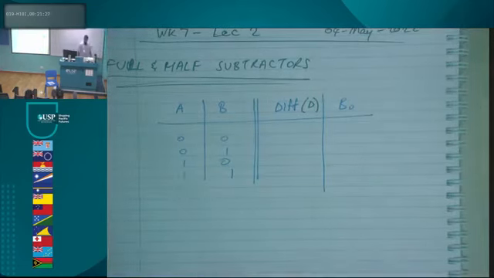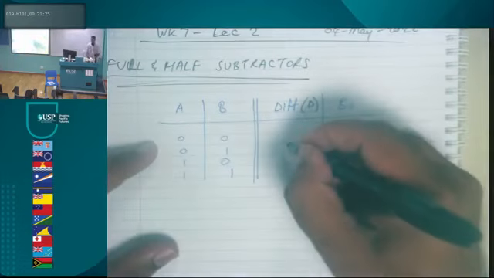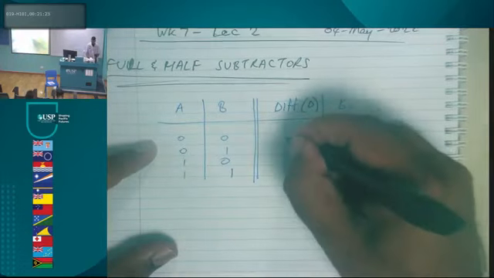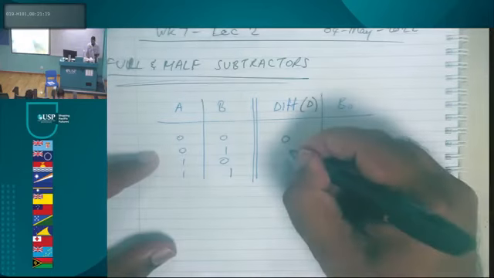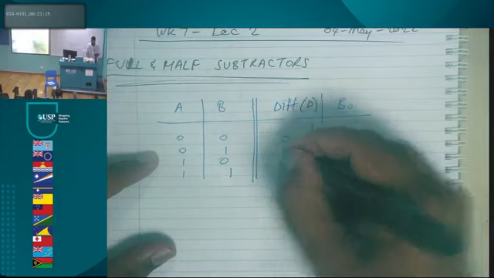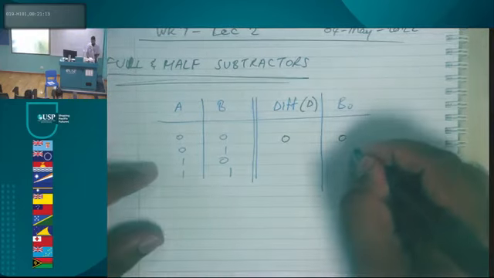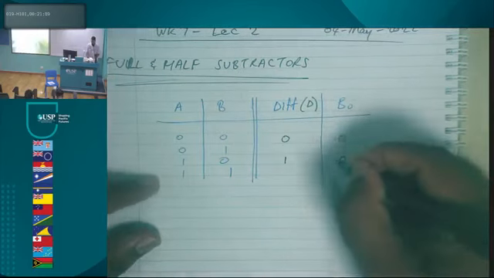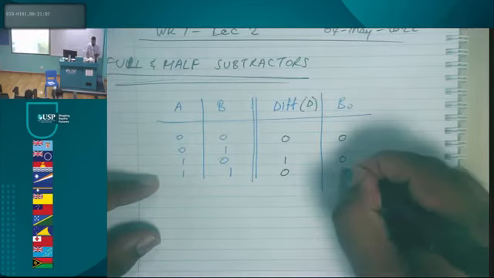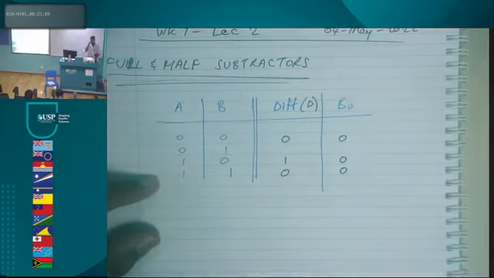Okay, so 0 minus 0, the same rules which we discussed early on. 0 minus 0 is 0, borrow, no borrowing required. 0 minus 1, well, let's skip that for a second. Let's move on to the third line. 1 minus 0, you have a 1. Is any borrowing required? No. 1 minus 1, you have a 0. Any borrowing required? The answer is no, right?